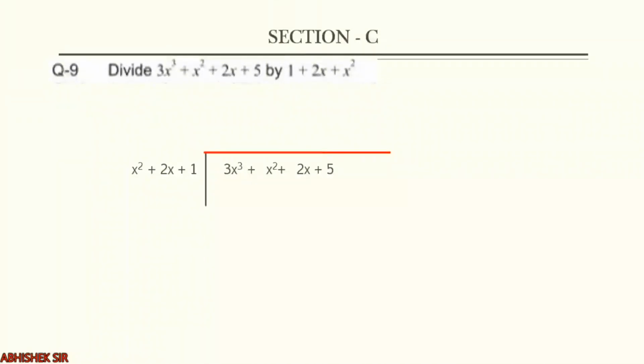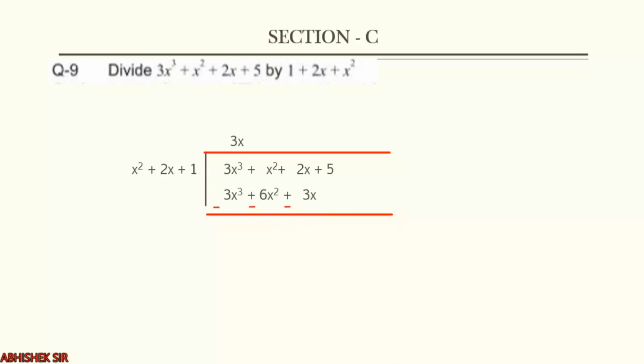Now very important, the first term. For that you just have to see which number must be multiplied to x square so that it becomes 3x cube. So 3 is remaining and 1x is remaining. So what shall we do? We shall multiply this by 3x. Now multiplying 3x with x square will give us 3x cube. 2x into 3x will give 6x square. 1 into 3x will give 3x.